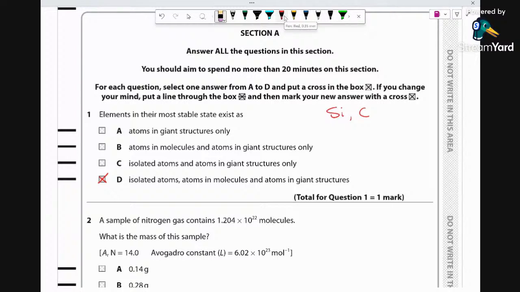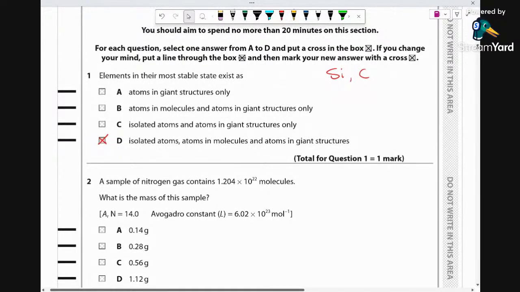The most stable elements are noble gases. So A and B are immediately out the window anyway. And then the difference between C and D, giant structures. But the thing is, not all elements exist as giant structures, so the only answer would be D.